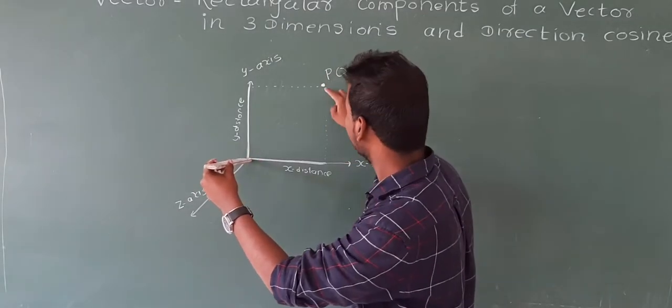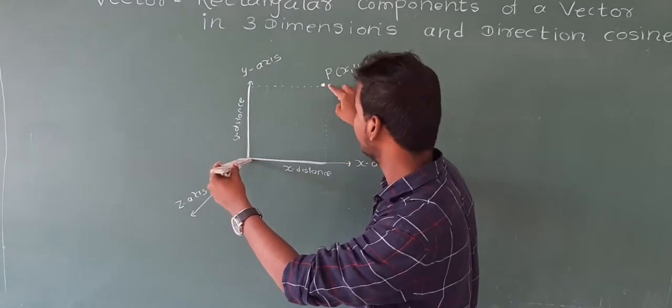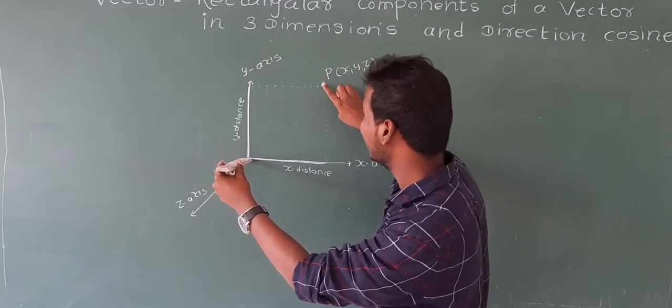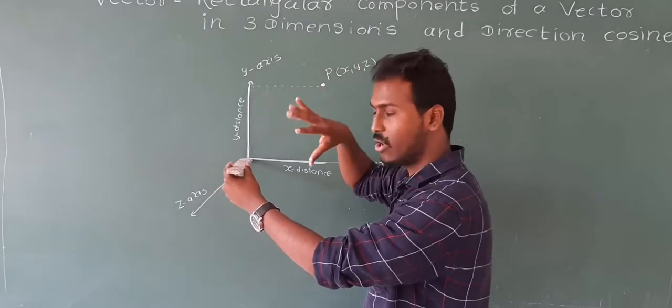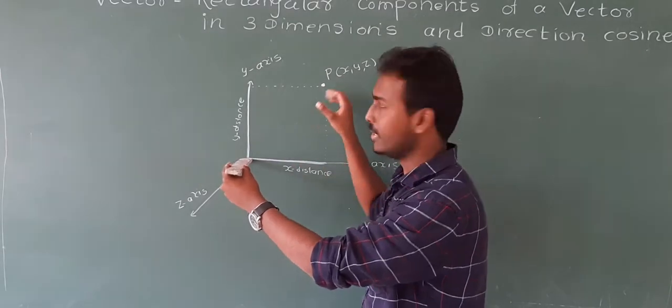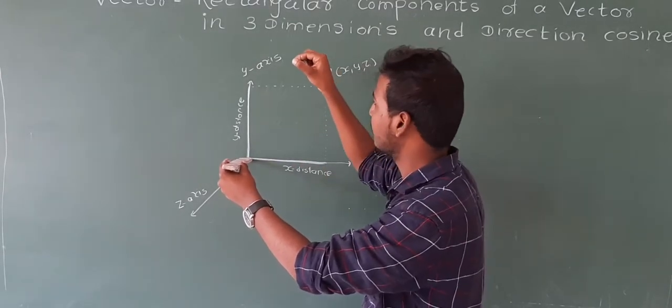Now see, this point P is actually not here on the green board. I have to draw it here. Actually this point is like here.